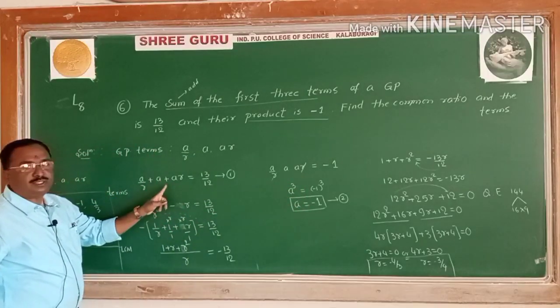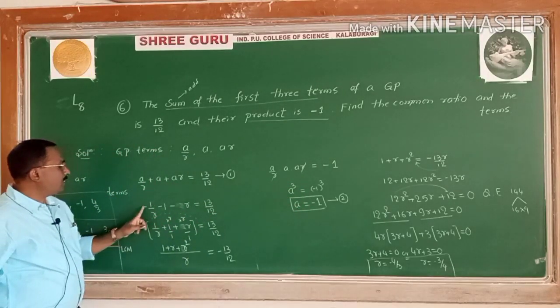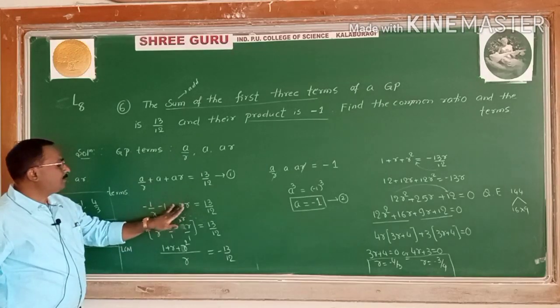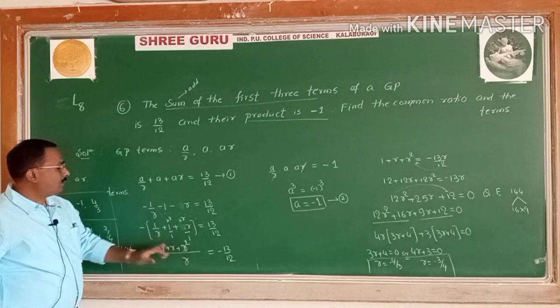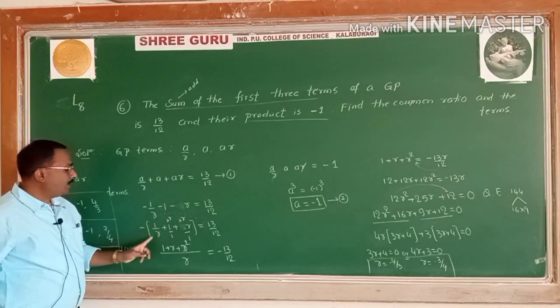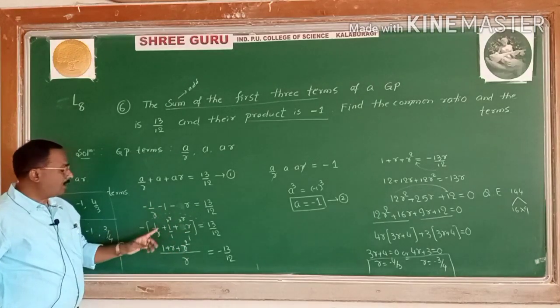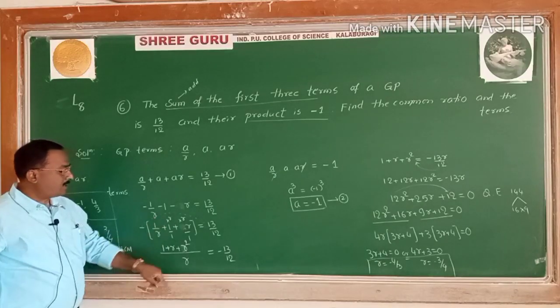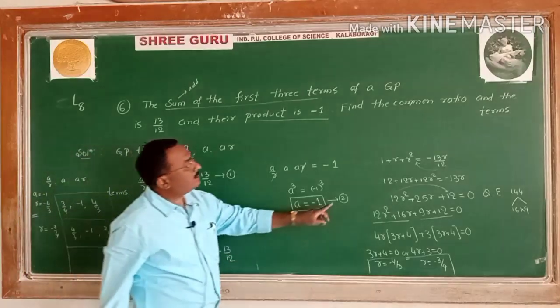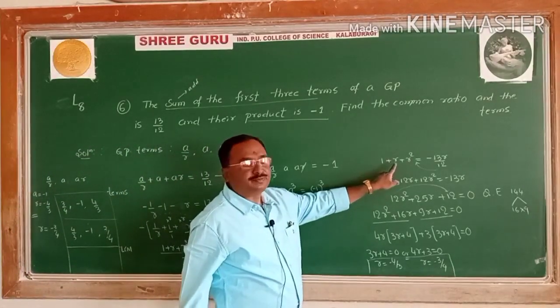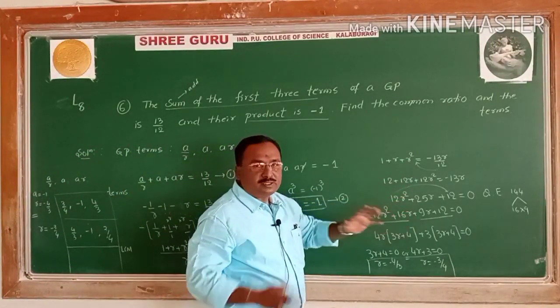Substitute the A value in equation number 1. A value is what? Minus 1, minus 1, minus 1. Carefully write. Okay, LCM apply. LCM is R. Multiply by R: 1 plus R square. Cross multiplication, this is cross multiplication. And a quadratic equation exists. Solve it.